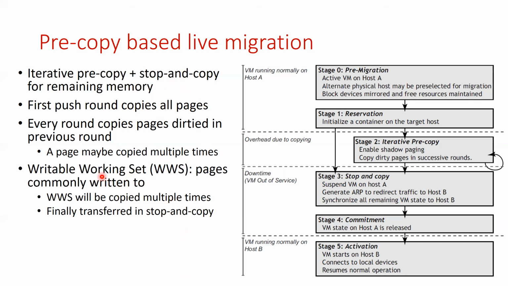So one thing to note is some pages, which are usually called the writable working set, the working set of the application. An application might be using most of its pages rarely, but a small set of pages it will use very frequently. This is called the writable working set of the application. This writable working set may be copied in multiple rounds because the application is constantly writing to it, constantly dirtying these pages. So you copy it once, and by the time you've come back, it has dirtied it again, so you copy. This can happen multiple times.